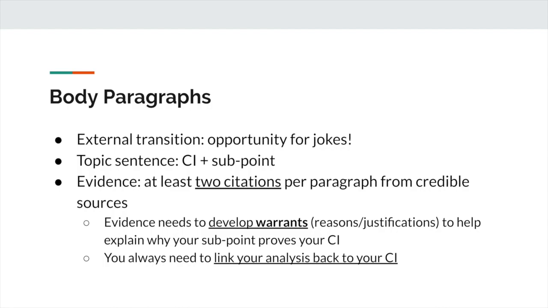After you finish a paragraph, after you establish multiple pieces of evidence and have a strong explanation of what's going on there in a very concrete way and why that subpoint proves your controlling idea, then you'll move on to the next body paragraph. Each body paragraph follows the exact same format: starting with an external transition, hopefully having a joke there, then having a topic sentence that states your subpoint plus the controlling idea, and then moving into analysis of evidence and citations and establishing warrants that help to prove your controlling idea.